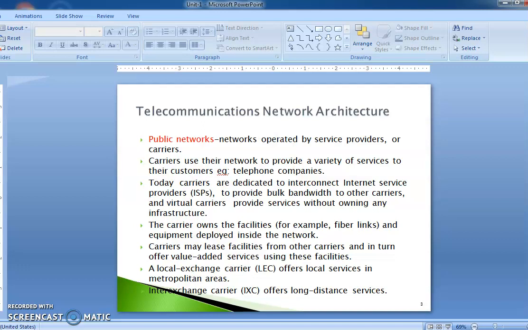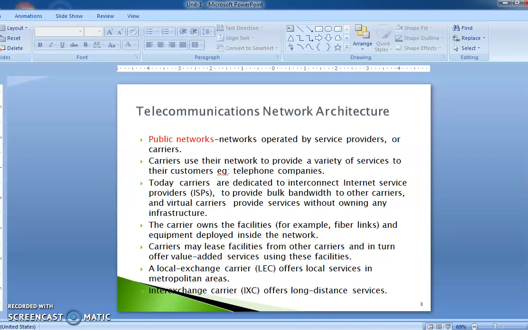Telecommunications network architecture. In this network architecture, they talk about public networks, private networks, and exchanges. Public networks. These networks are operated by service providers and mainly owned by the government. Service providers or carriers provide the services.